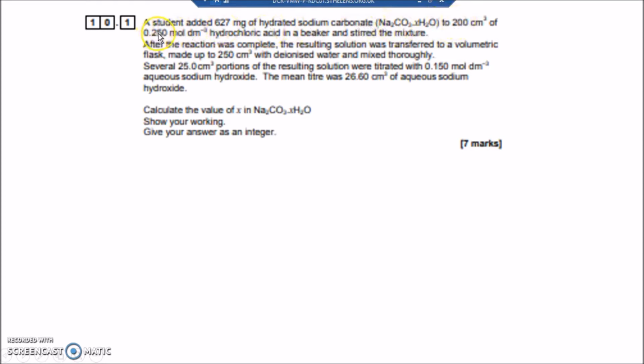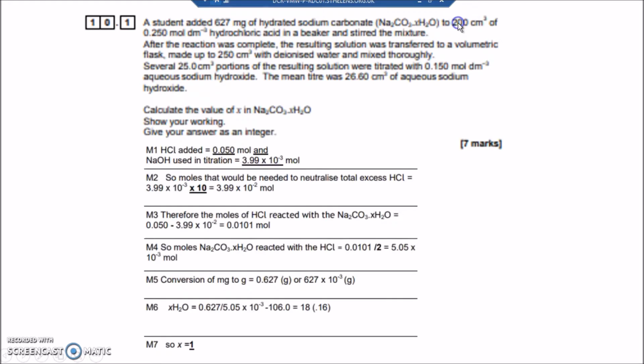Concentration 0.25 equals moles divided by volume, but the volume's got to be in decimeter cubed, not centimeter cubed. So centimeter cubed up into decimeter cubed, up into a larger unit, divide by 1000, 0.2. So 0.250 equals moles divided by 0.2. Moles is 0.250 multiplied by 0.2, which will work out as 0.05.